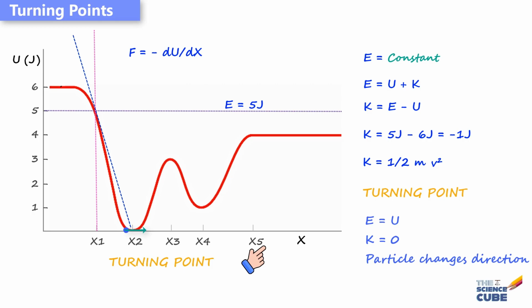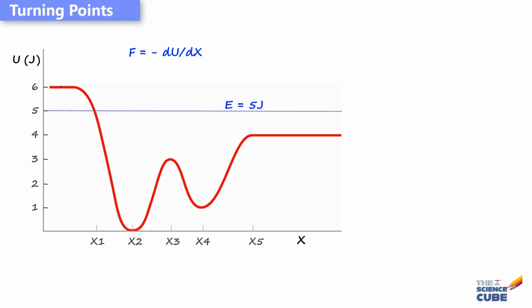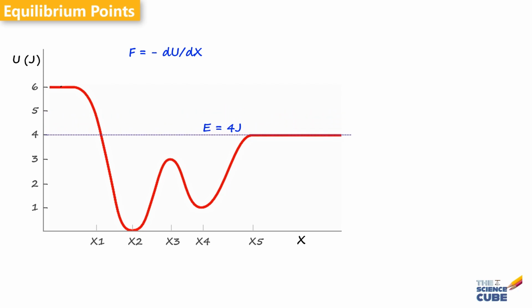Next, we move on to the second idea, that is equilibrium points. And let us say the mechanical energy E of the particle is now 4 joules. And we can see that the turning point is now somewhere between x1 and x2, which is this. Because here you can see the particle has all potential energy and 0 kinetic energy. Also, you can see that at any point to the right of x5, the entire mechanical energy is in the form of potential energy, or the particle has no kinetic energy, which means no force acts on it or the particle is stationary.